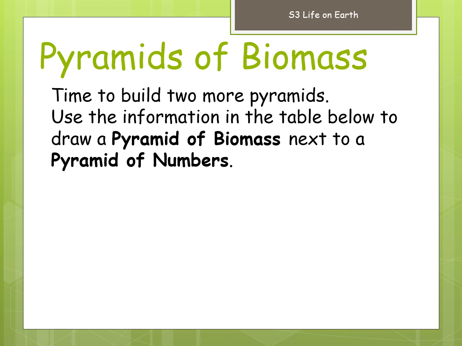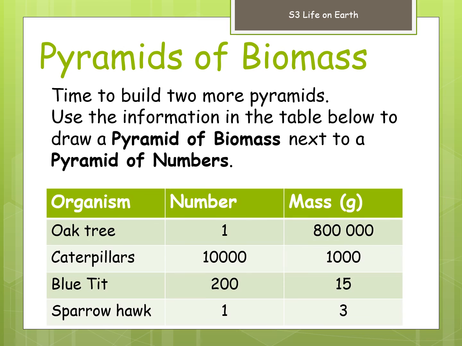So we're going to draw 2 more pyramids just to make sure we get our heads around that. We'll use the information in the table below to draw a pyramid of biomass next to a pyramid of numbers. So again, we've got that oak tree, caterpillar, blue-tit, sparrowhawk. We know that in a pyramid of numbers, that's going to be a bit wonky. The biomass, however, will straighten it out and make it a proper pyramid shape. So use that information to create a pyramid of biomass next to a pyramid of numbers.